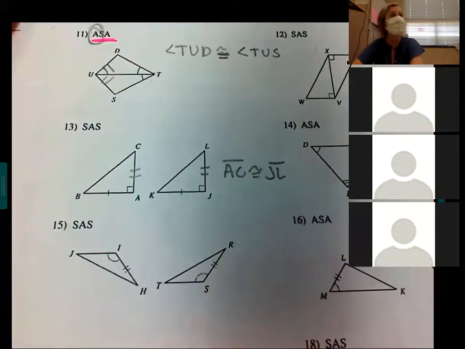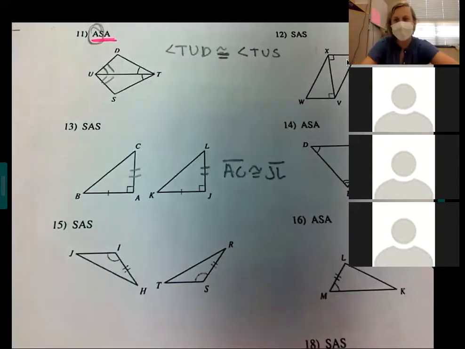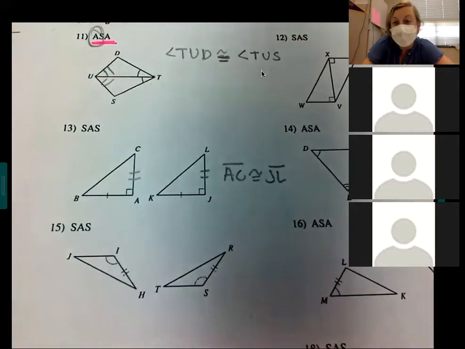That's all you're doing in that section. Telling me what's missing to prove it congruent by the rule I'm telling you. Does that make sense? People at home, any questions before I turn you loose?